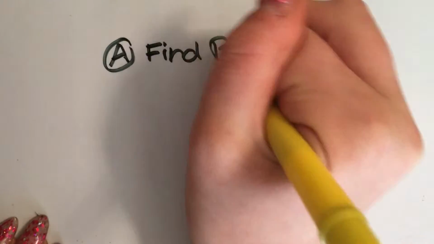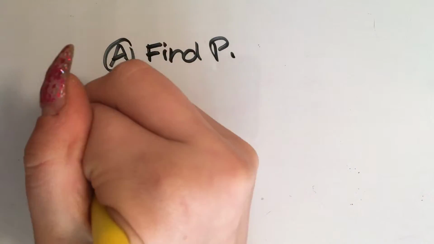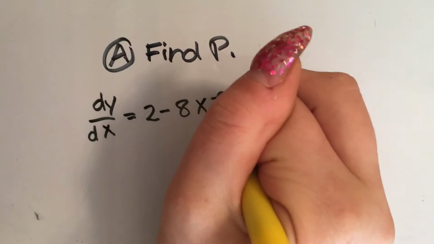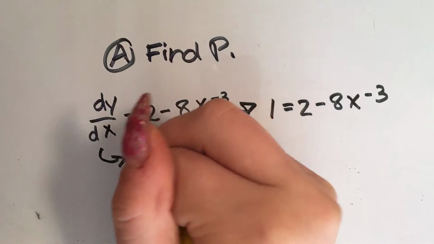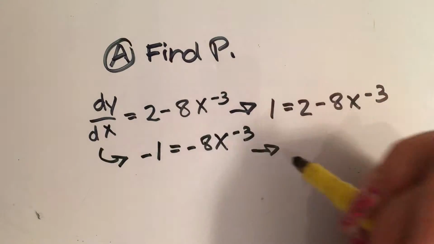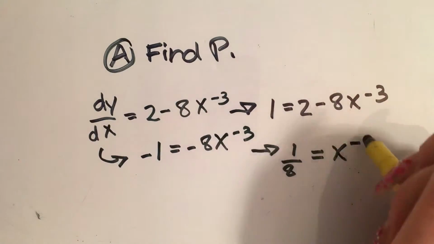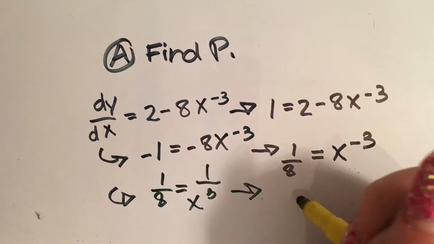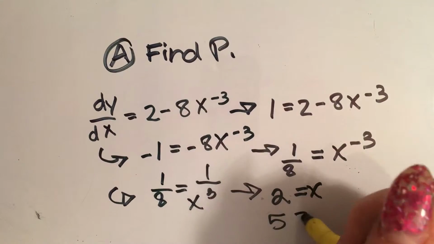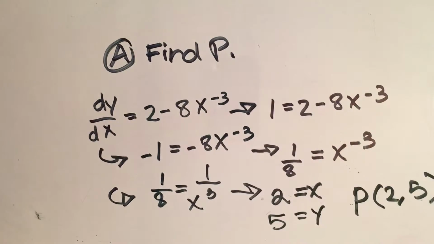So let's get started. The equation that we're going to be using at the start of this problem is one that has already undergone the power rule. So our original equation was y equals 2x plus 4 over x squared, and in order to find point P, we're going to be using 2 minus 8x to the negative third. From there, you plug in 1 because the information told us that the gradient is 1, and you solve by simplifying. So the answer becomes 1/8 equals x to the negative third, which eventually turns into 2 equals x and y equals 5. So we know our point is at 2, 5.